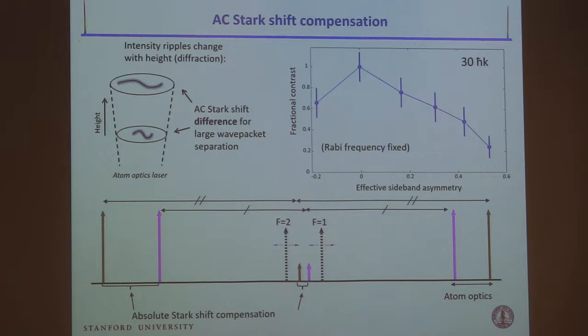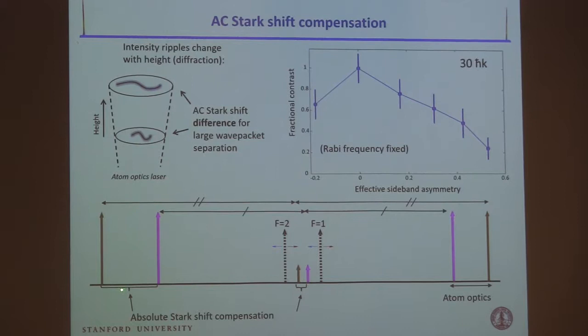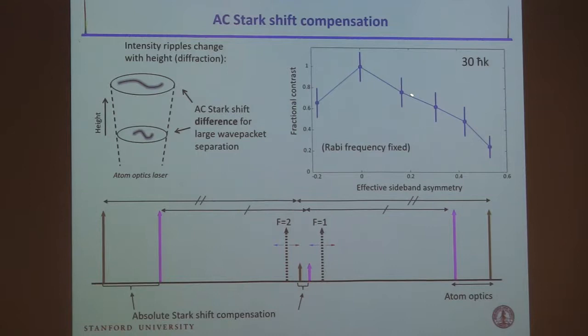If you don't do this for that 54 centimeter result, if you do not balance the overall AC Stark shift, then you see poor contrast. We studied that by just deciding whether we're going to balance the beams or not. And this is basically the ratio of the intensity of this pair of sidebands to that pair of sidebands. When they're balanced, you have excellent contrast. And when they're imbalanced, this is with the 50% imbalance, you're already down to 20% contrast.